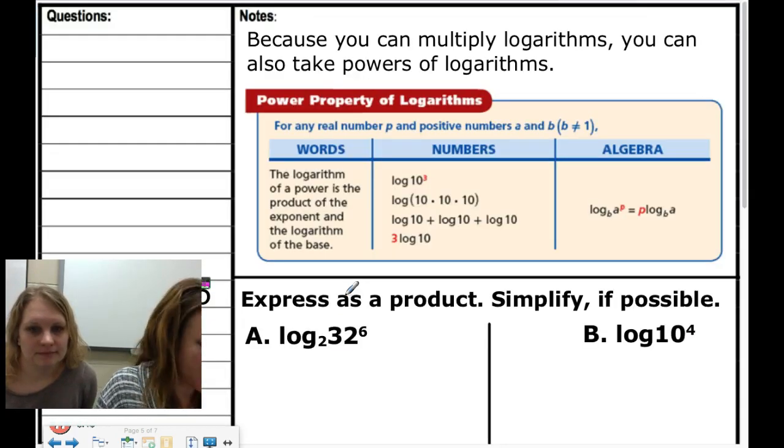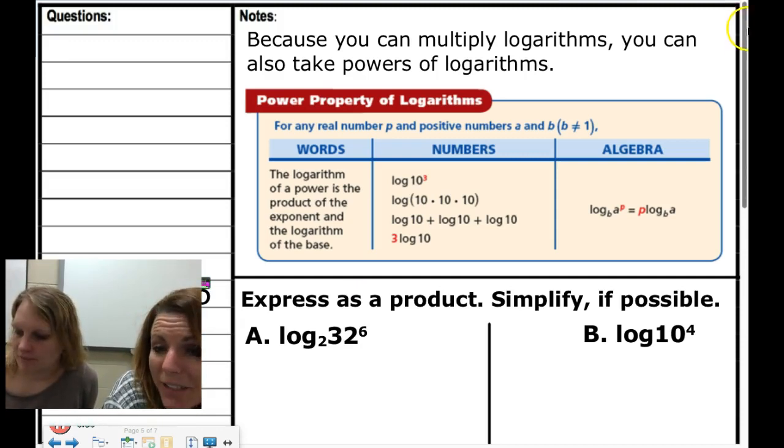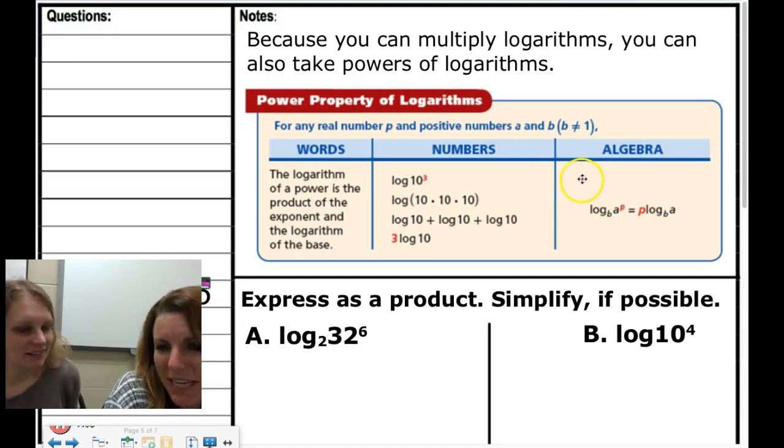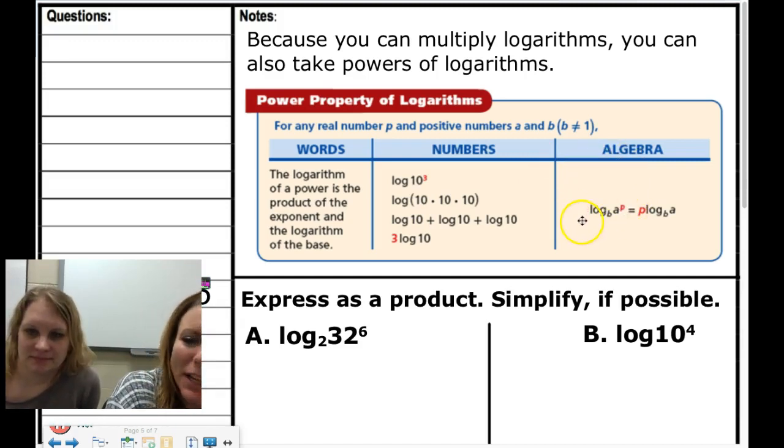And that talks about, what are we doing now? Power to power. You're going to take powers of logarithms. Exactly. So look at that property. We have log base b of a to the p power. I call it playing baseball. You got to pitch it back. We take our p and we throw it to the front. So that changes to p times log base b of a. That's it, easy enough.